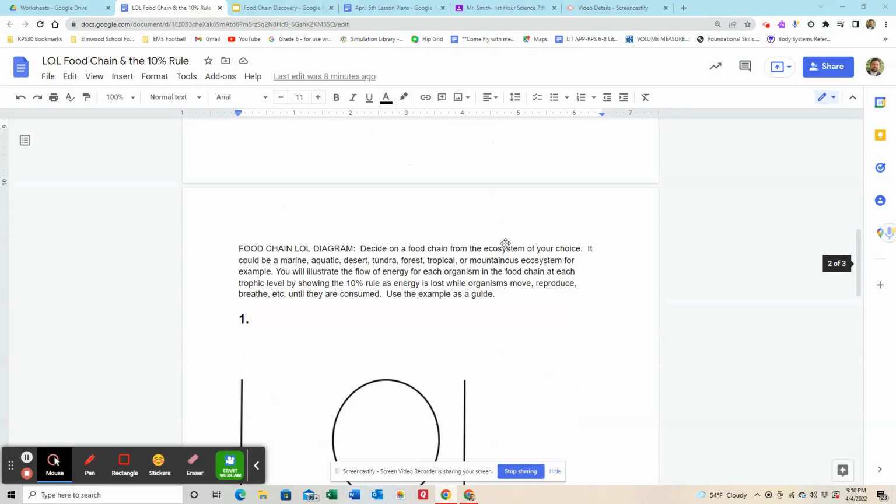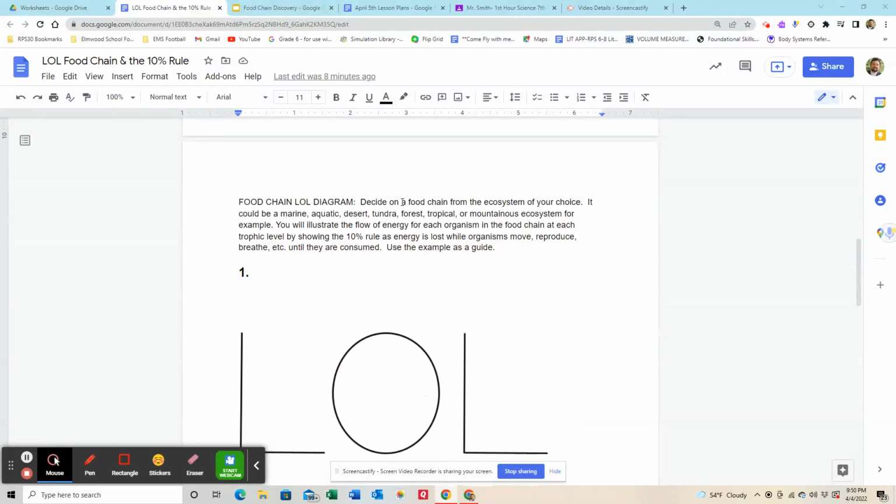And so if you look at the instructions, it says you're going to decide on a food chain from the ecosystem of your choice. It could be a marine ecosystem, an aquatic ecosystem, desert, tundra, forest, tropical, or mountainous ecosystem. I don't care. Letting you be creative. Pick a place you like. Pick an area of nature you like. Try to avoid using humans in your diagrams just because we're kind of an outlier here.